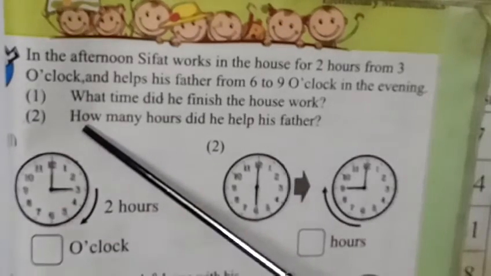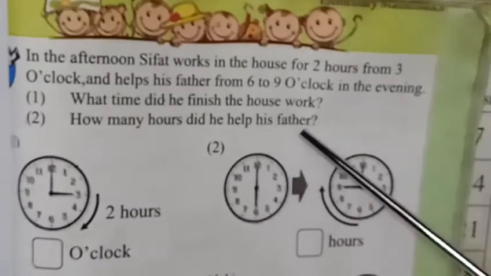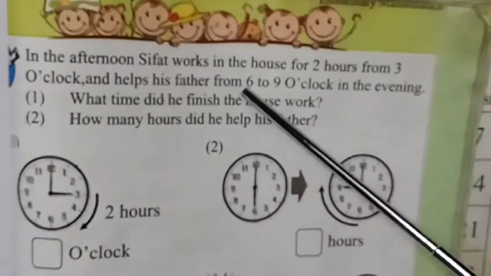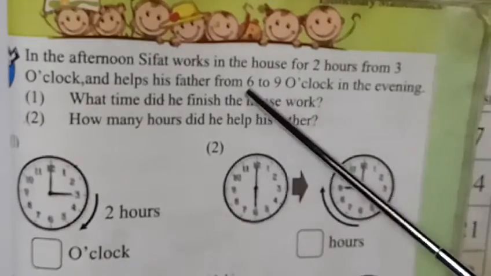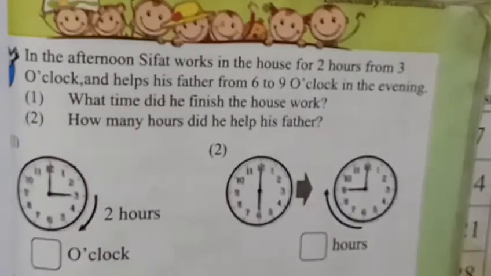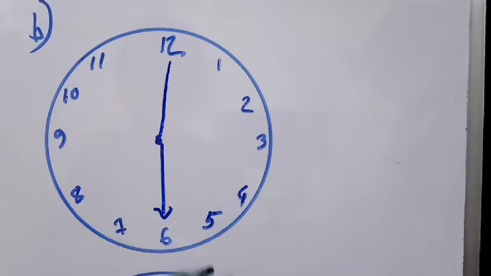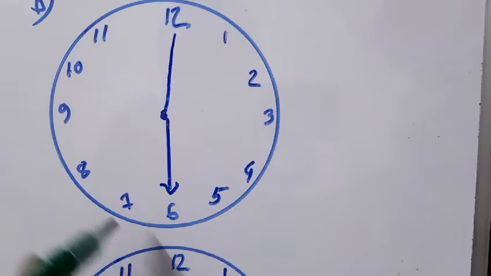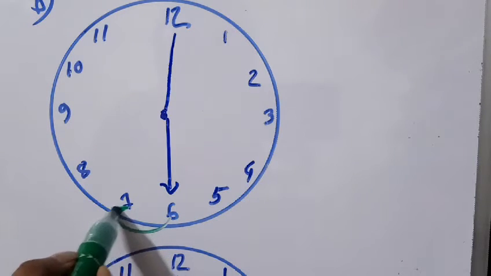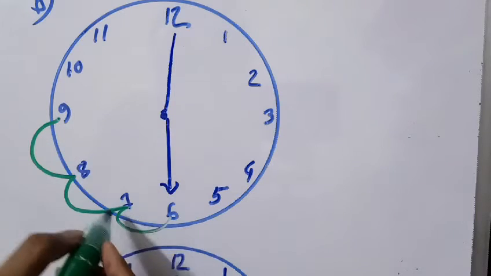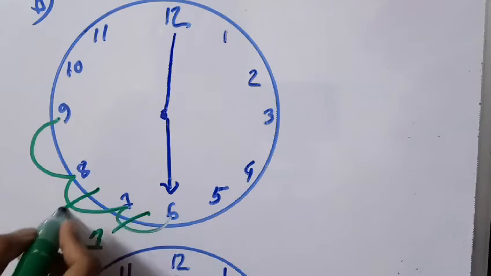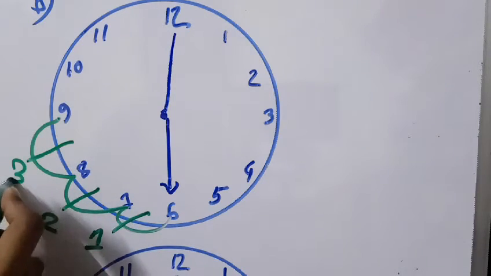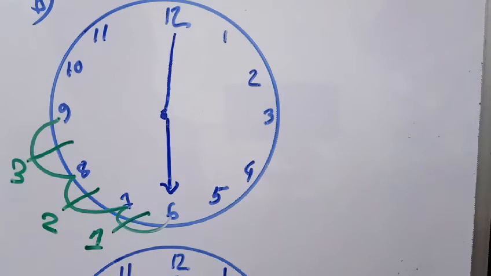Again, second is, how many hours did he help his father? He helped his father 6 o'clock to 9 o'clock. From 6 o'clock to 9 o'clock, this is 6 o'clock. This is 9 o'clock. So 6 o'clock to 9 o'clock, 1 hour, 2 hour, 3 hour. So he helps his father 3 hours.